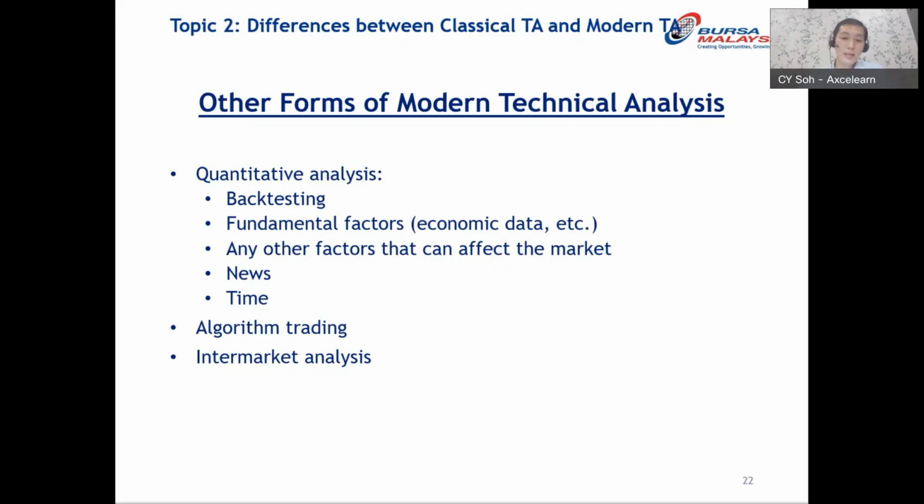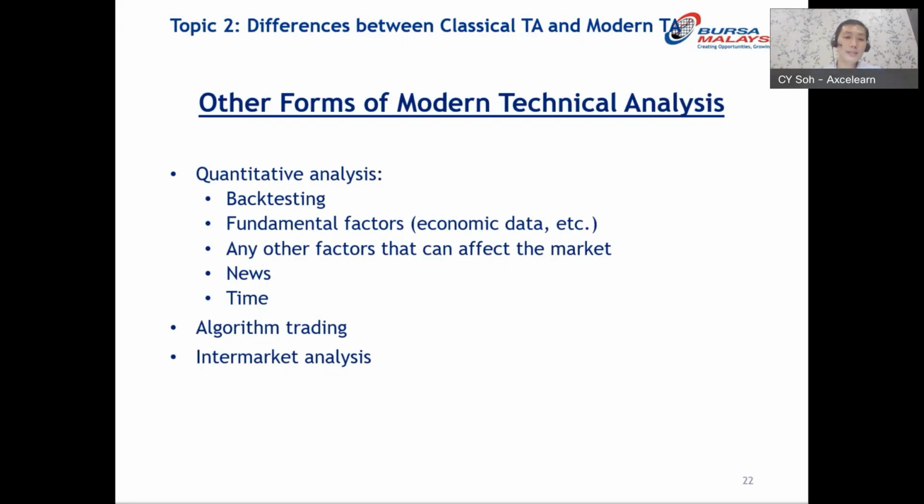So if you trade FKLI, you just only look at FKLI. If you trade FCPO, you just look at FCPO only. But in terms of modern technical analysis, when you develop further knowledge, you are no longer actually looking at one market. You actually look at multiple different markets and see what the relationships are, how the other market affects the current market that you are trading in.